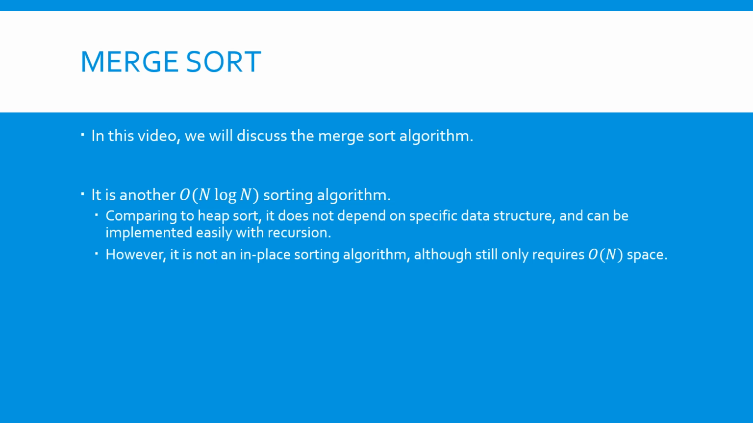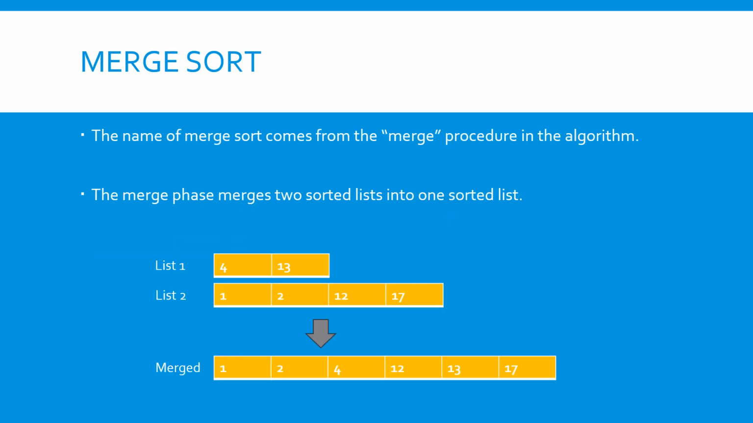However, it is less space efficient compared to heap sort. While it still has linear space complexity, it is not an in-place sorting algorithm. The name merge sort comes from the merge procedure in the algorithm. The merge procedure can merge two sorted lists into one sorted list.